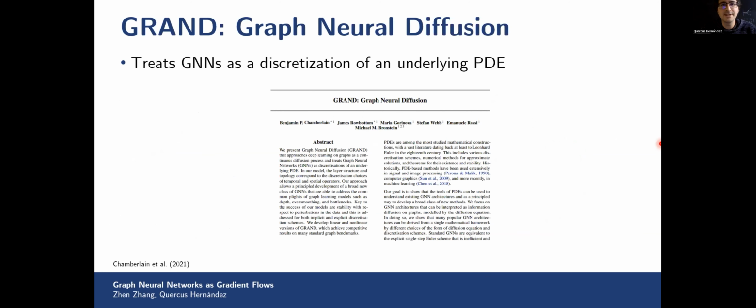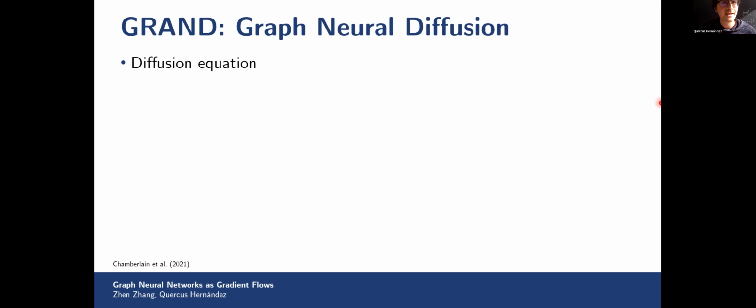Okay, so now that we have the basics of graph neural networks, let's start with the first paper, which is called Graph Neural Diffusion. What is really cool about this paper is that it makes an analogy of graph convolutions and solving an underlying PDE, an underlying diffusion PDE. So this is slightly related to the first talk. So let's see how it works.